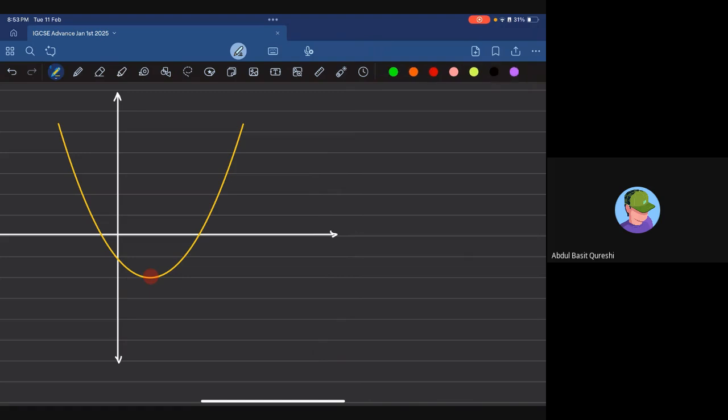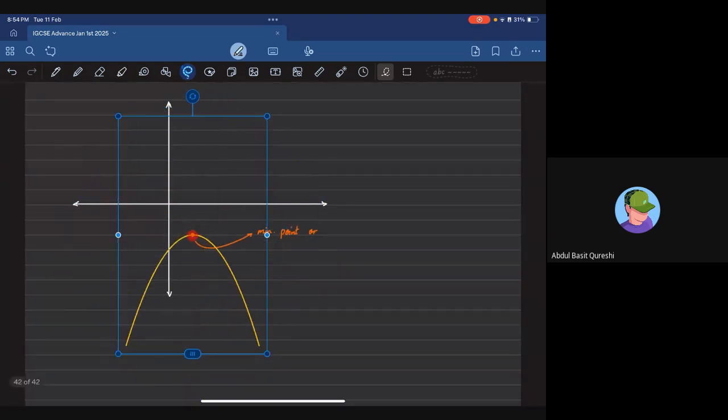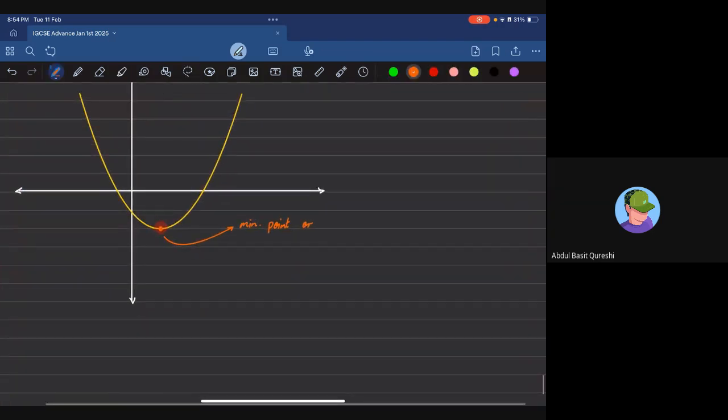Basit is right. This right here, this guy right here, is known as the minimum point, or it can even be the maximum point. Like, for example, if I flip this, now it's a maximum point. Flip it again, it's a minimum point. So it depends on the graph what point it is. This is known as the minimum or the maximum point.